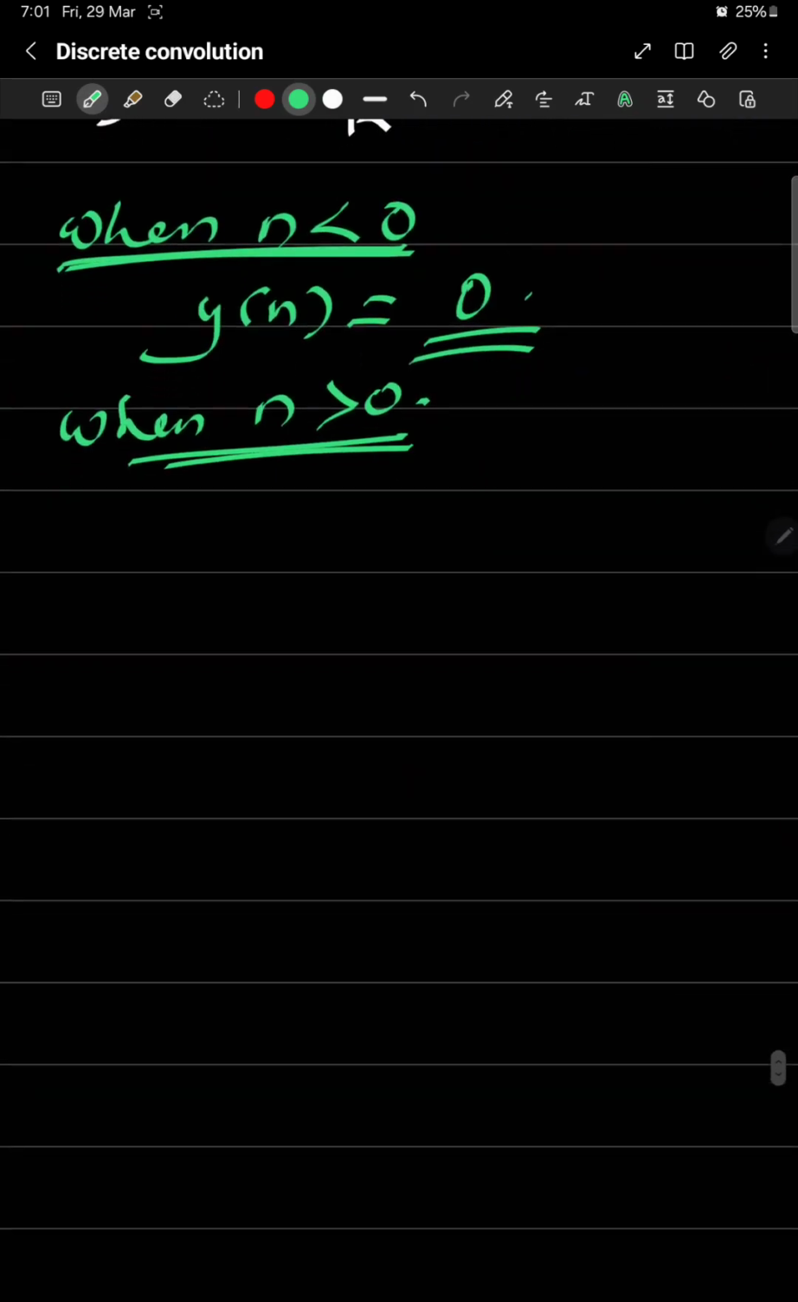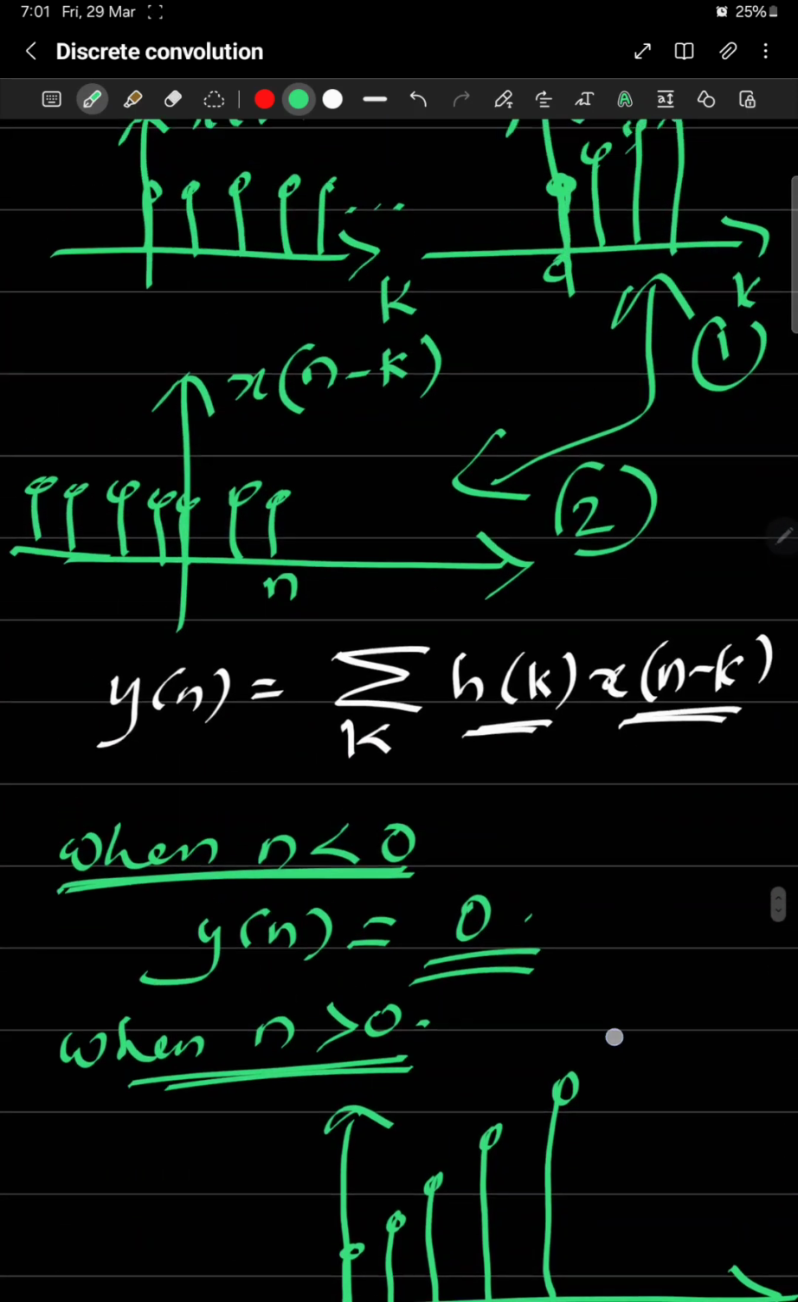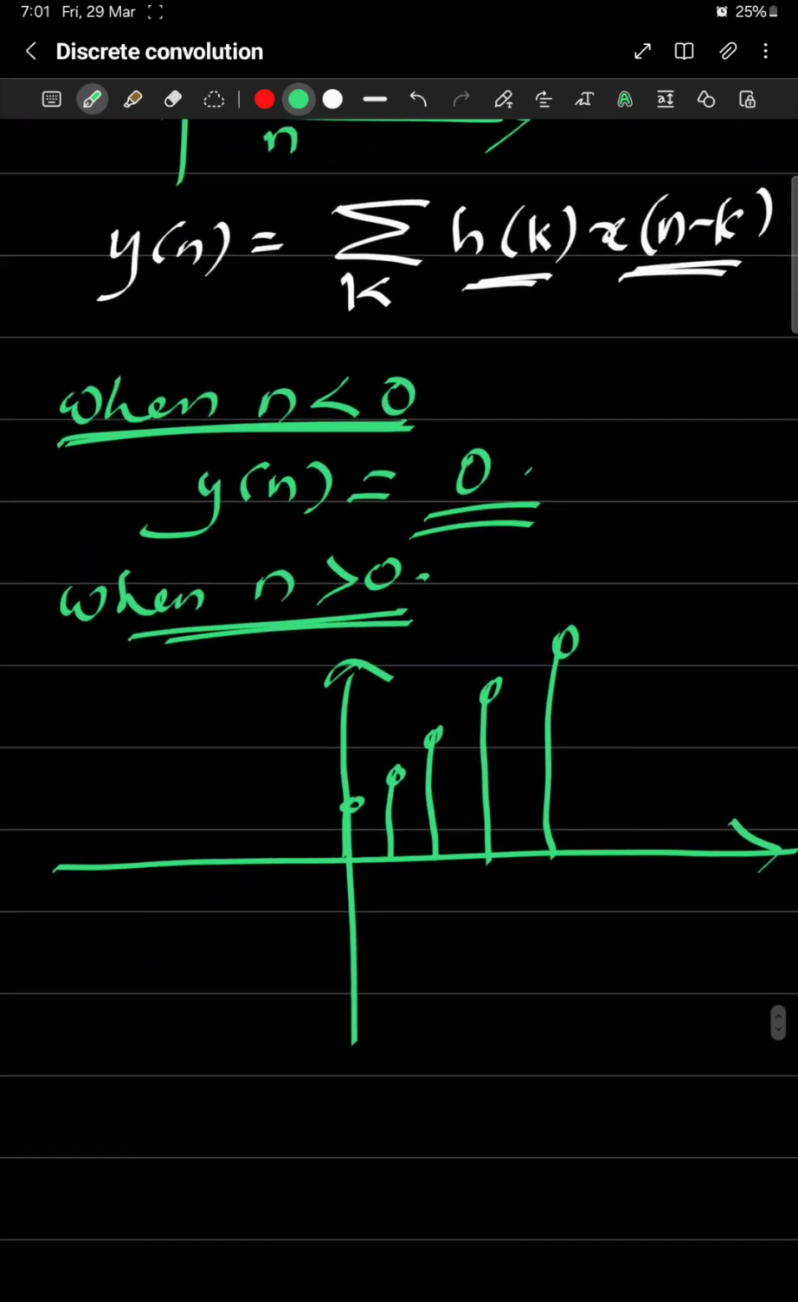Let me try to plot in the same graph, same wave, same axis. Say this is your exponentially growing, say 2 raised to n signal. Okay, now say that is wave number 1. Now let me overlap wave number 2, which is coming from minus infinity to n. So let me try to overlap this with the first signal.